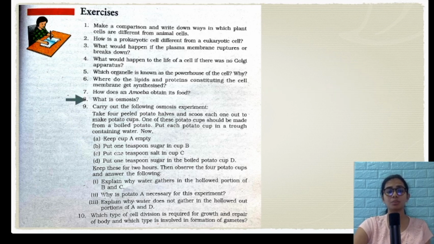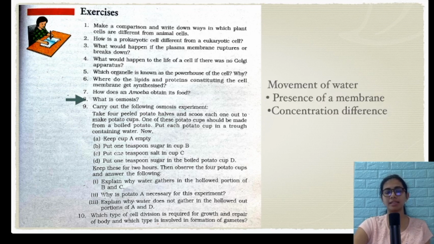Okay, and then question number 8, a direct question. What is osmosis? Whenever osmosis is to be described, we have to include 3 points. That is, we have to say that it involves the movement of water, and it involves the presence of a selectively permeable membrane, and it also involves a concentration difference of the water. There must be a water concentration difference between where the water is going to move.